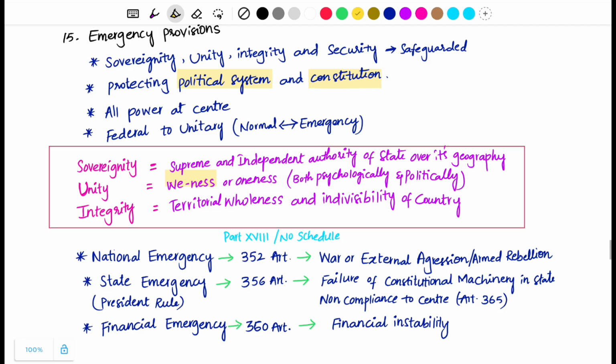So, whereas unity is a psychological, political or emotional feeling, integrity is related to the geographical or territorial aspect.